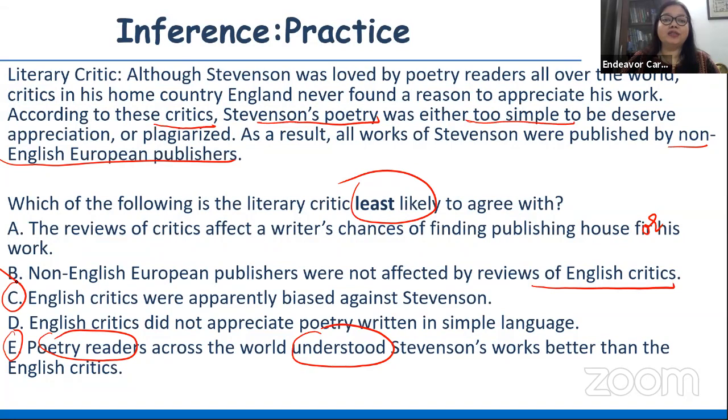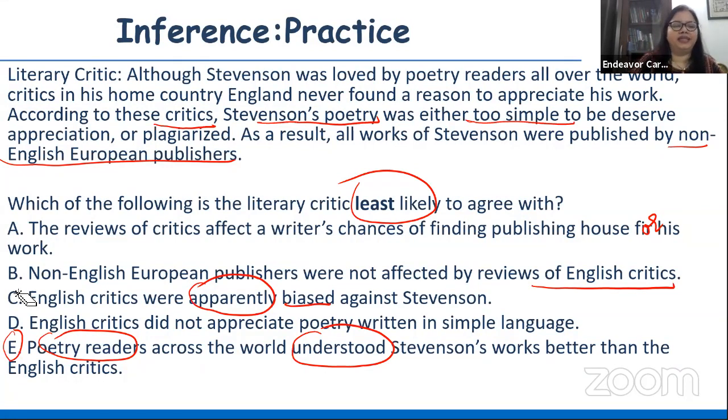Why? Because that's what the first line is saying. What does the first line suggest here? That he was loved by poetry readers all over the world, but in his home country, critics never found a reason to appreciate his work. Apparently, there must have been some bias. Look at that word, apparently. There must have been some bias against Stevenson. The first line clearly suggests this. So will the author agree with option C? Yes, the literary critic will agree with option C.